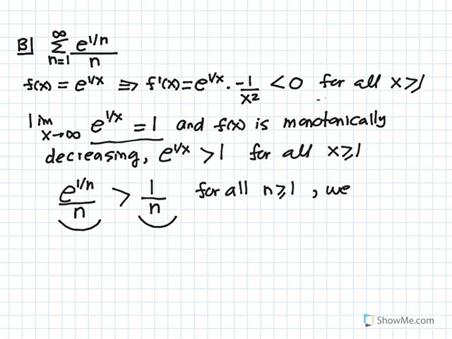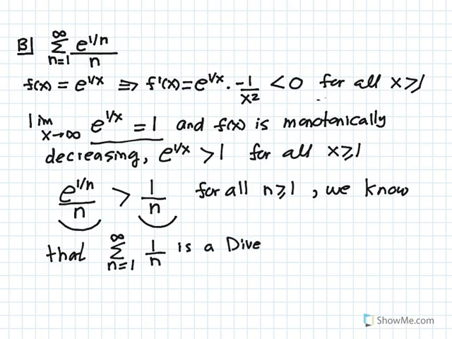But we know that summation n equals 1 to infinity, 1 over n, is a divergent p-series with p equals 1.